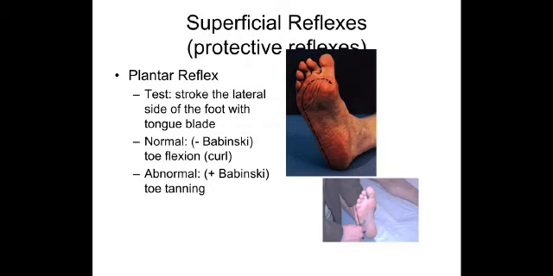In the other hand, with the help of a pointed object, that can be the pointed metallic portion of a knee hammer or a key, gently scratch the outer edge of the sole of the foot from the heel towards the little toe, which has been marked with dashed lines, and then medially across the metatarsus towards the ball of the great toe. So observe for the plantar response. We are stroking the lateral side of the foot with the tongue blade or the key.